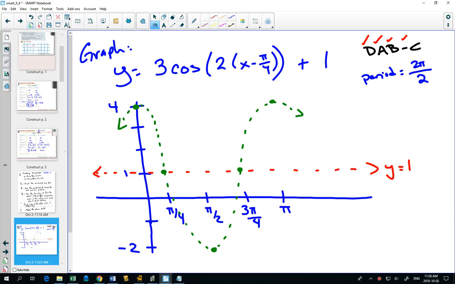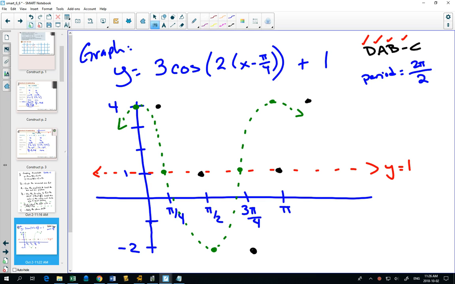And finally, our phase shift is pi over 4 to the right. So we take our temporarily drawn graph, and we take each point, and I'll draw my final. So I take this point here, and I need to shift it pi over 4 to the right. And I take this point here, and I shift it pi over 4 to the right. This point here, shift it pi over 4 to the right. This point here, and finally, this point there, shift it pi over 4 to the right.